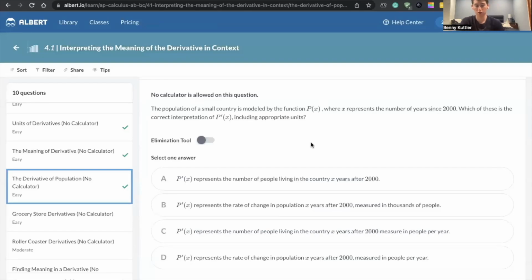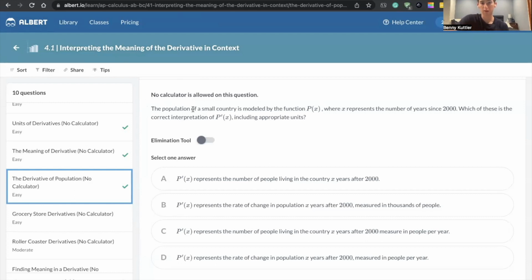So the first thing that College Board wants you to do is to be able to interpret the meanings of derivatives in context. In this video, most questions are from albert.io, which is a website that has plenty of practice questions, and that's a good resource if you want that.